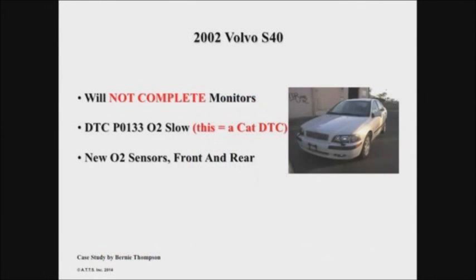Now, this is a buddy who's actually here. I don't think he's in the room. But Dave, who runs a Volvo shop in Albuquerque, New Mexico, had this vehicle come in. He got a P0133, which is an O2 sensor code. Now you notice I have there, this equals a CAT code, and you go, what the hell is this idiot talking about? Well, bear with me because you're going to see how this happens on a couple of different car lines. Guys put in a new O2 sensor front and rear, and of course it didn't fix the problem.